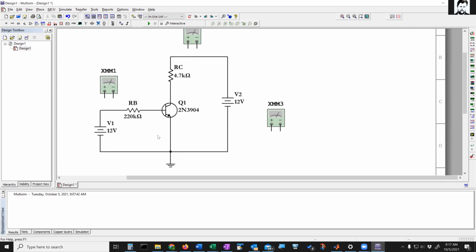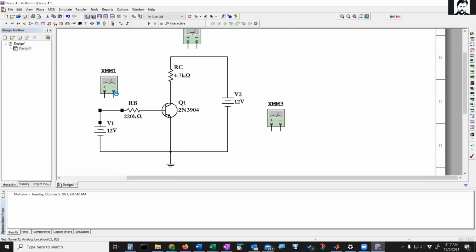So for my base current, I can just break the loop anywhere here on the base side. I can't break the loop down here because that would also include the collector current, right? Because the base current is flowing down there, but also the collector current is flowing down there. So I would not want to measure this down here. I want to measure it somewhere over on this side where only the base current flows. So I can break any one of these 3 connections to put my meter in series.